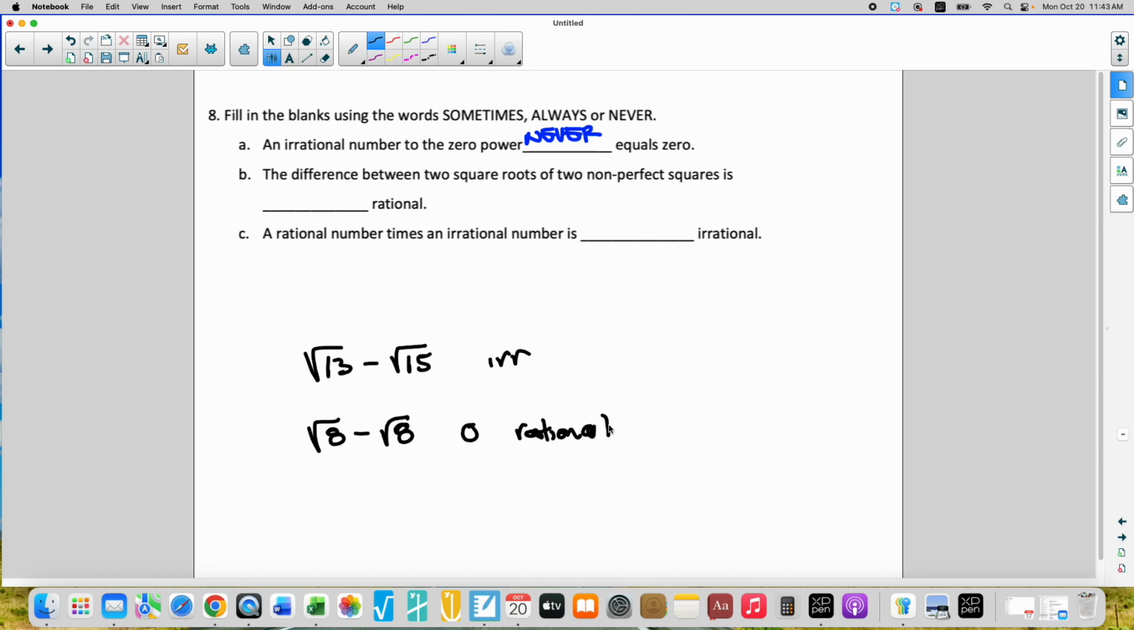So I'm going to say that it's sometimes. Oh, rational. Yeah, that's rational. So sometimes. This is irrational, this is rational. So it's not always, and it's not never. So we gave a situation where it's sometimes. This is part B. That would be example B. Probably should have written it in.